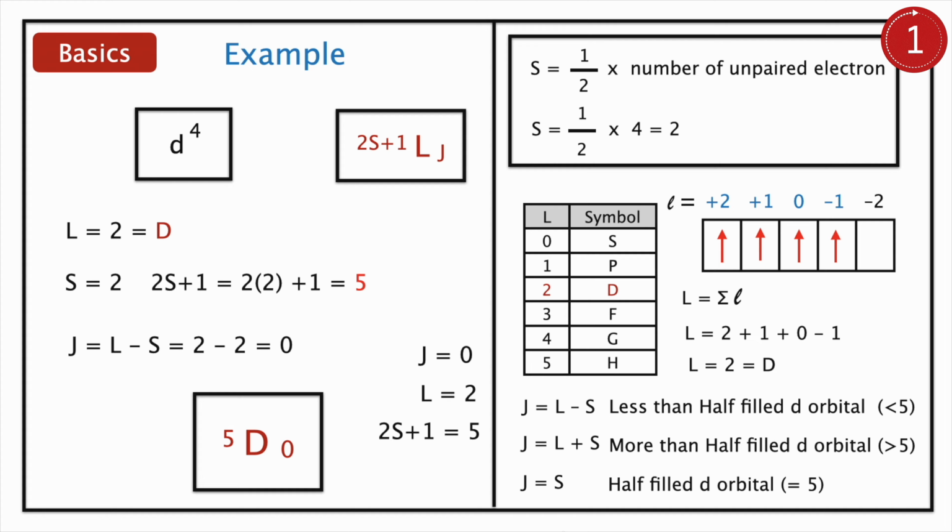So we know the capital L. Then S. S means total unpaired electrons. The spin value of an electron is half. So 4 means 2. So 2S plus 1, if you calculate it, becomes 2 multiplied by 2 plus 1, which gives 5. Then the J value. J value is L minus S because it is less than half filled. So 2 minus 2 equals 0. So we know the L value, S value, and J value. So 2S plus 1 means 5, L is D, J is 0. So the term symbol is 5D0.